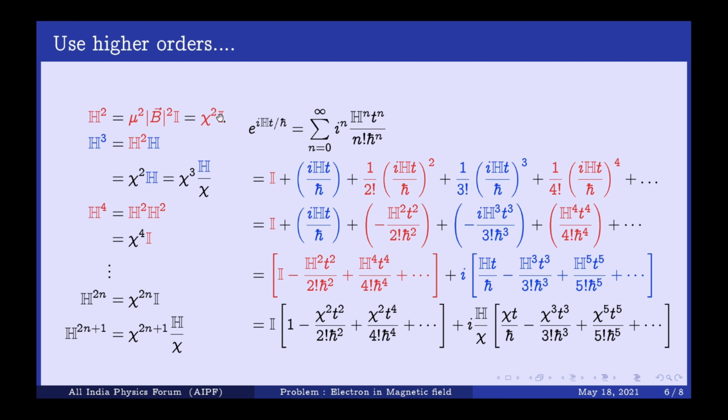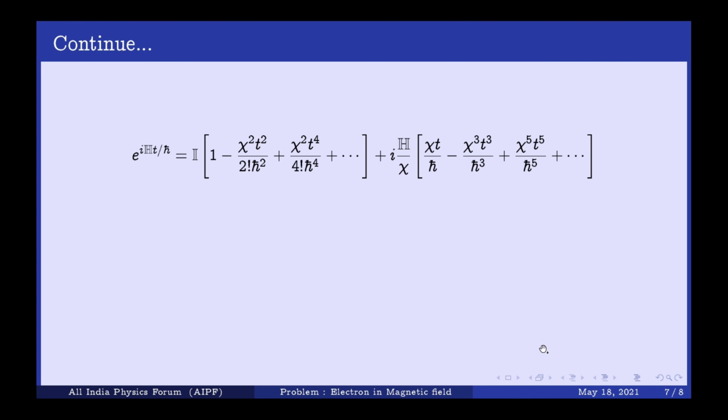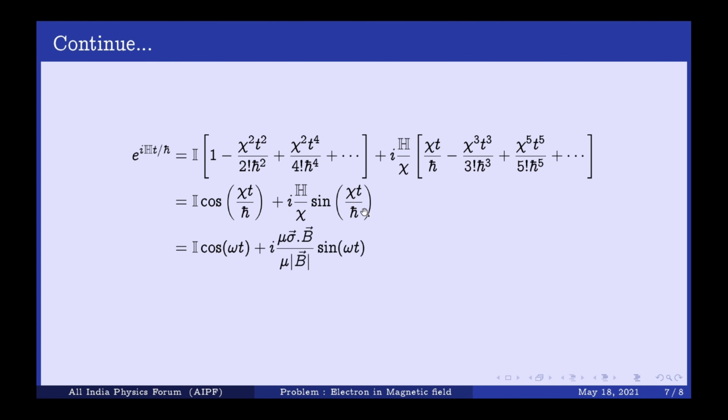You know, H square is chi square identity, H to the power 4 is chi to the power 4 identity. Just put it here and you will find these terms. Similarly, you have H cube, H to the power 5, you put them here and you will easily get these terms. So pick this last equation. The exponential becomes this one. This one is very much familiar to you, so this can be written as cos chi t over h cross, and this one will be sin chi t over h cross, and this can be written as cos omega t plus i times this term sin omega t.